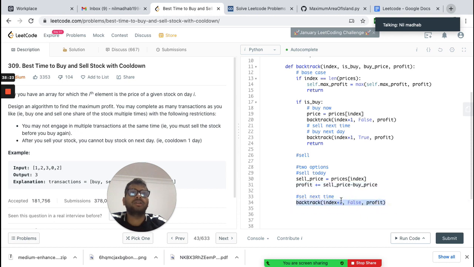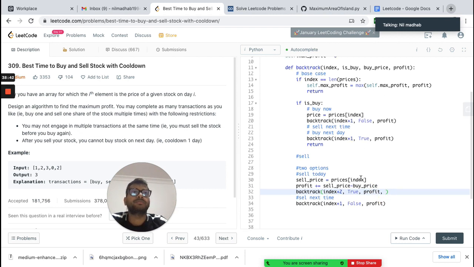And I have to backtrack, and because I have sold it today, I cannot sell at plus 2. I have to pass isBuy as true, because next time I have to buy it, and I have to pass profit and buy price. Buy price will be 0, because I will buy the next time, right? So I don't have to consider buy price.